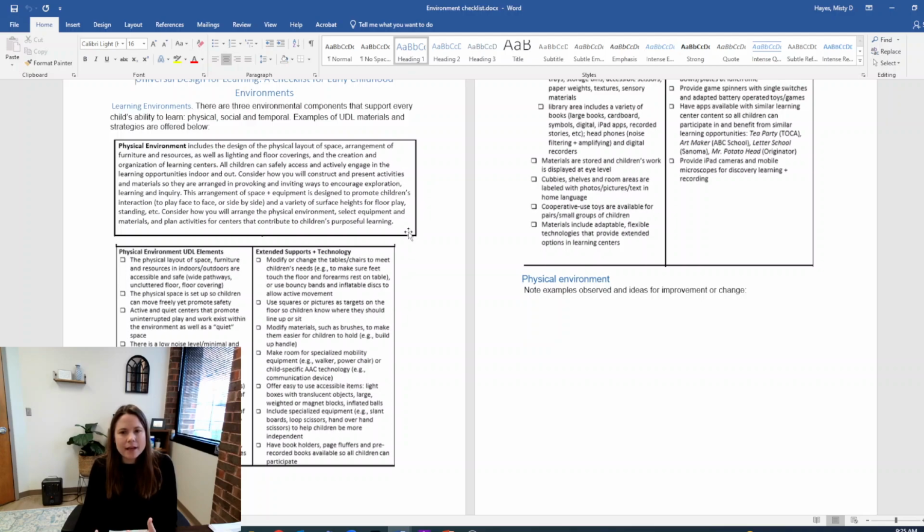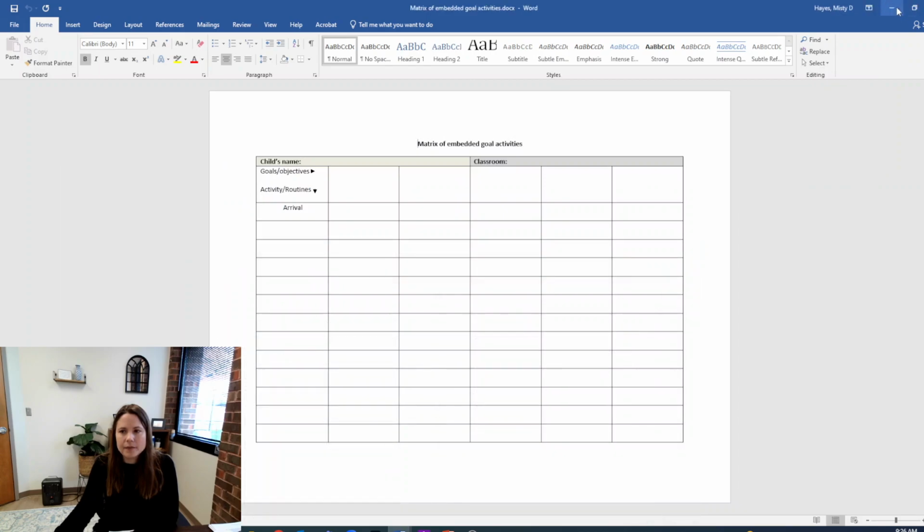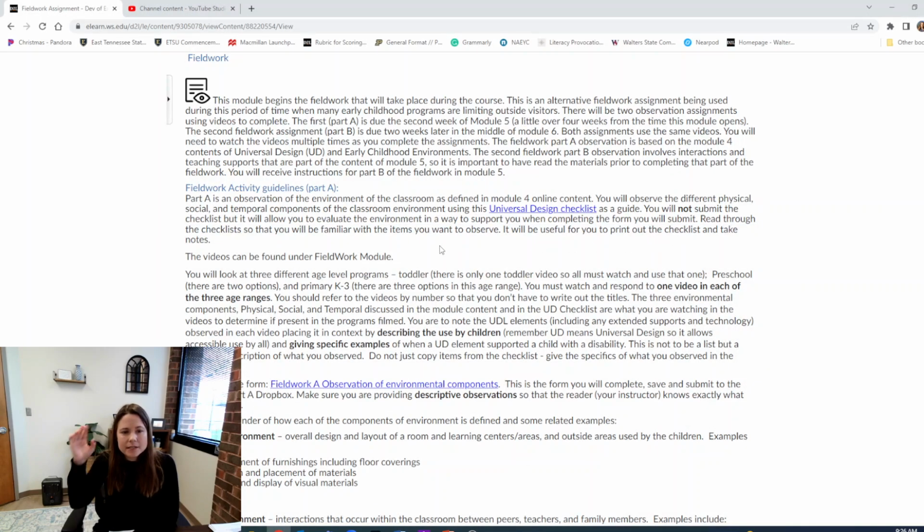And if the environment is set up to engage that child, right? And we're looking at both indoor and outdoor space. Is the classroom set up to where the children can explore activities? Are they inviting? Is there opportunities for learning and inquiry to happen? So all these things have to be taken into account. So here's a checklist for you to look at. Now, you're not going to submit the checklist, right? This is just allowing you to evaluate the environment that's going to help you support the child.